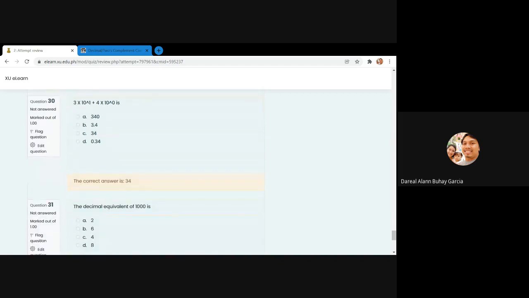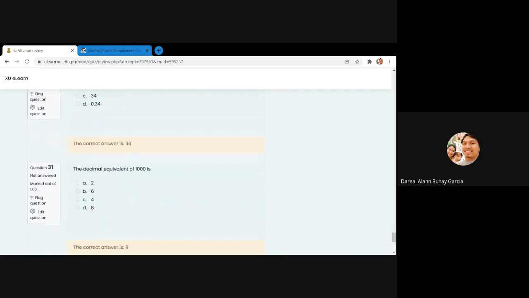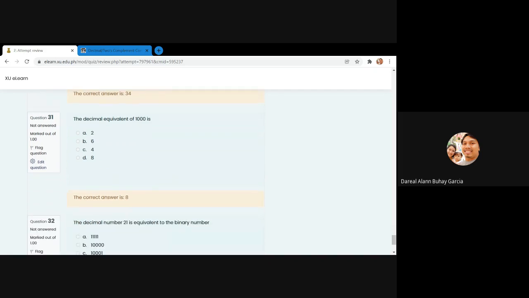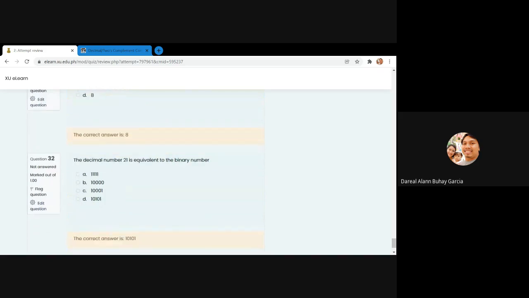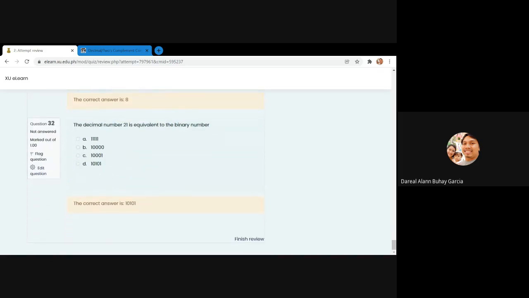The decimal equivalent of 1000 is 8. Sakto. 1000, yeah, 8. Imposible yung 0. Decimal number 21 is equivalent to binary. Okay? So, finish na dayon.